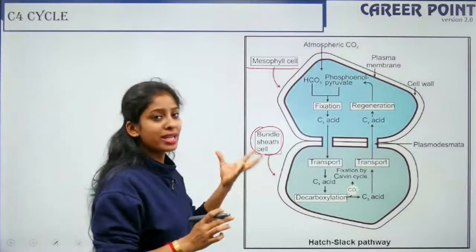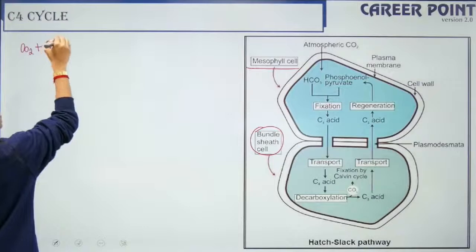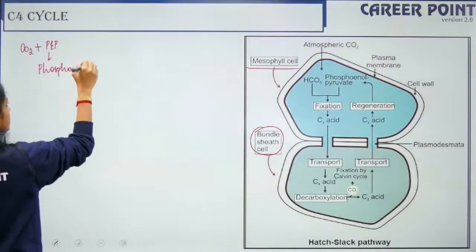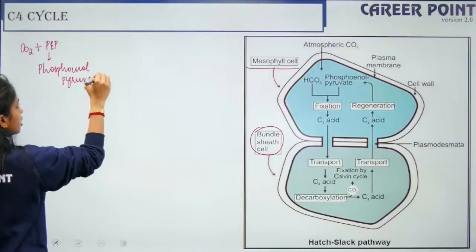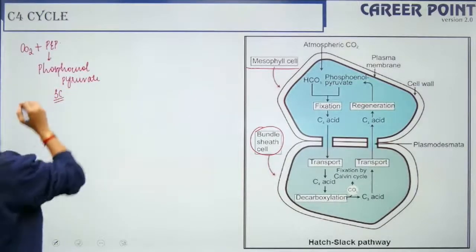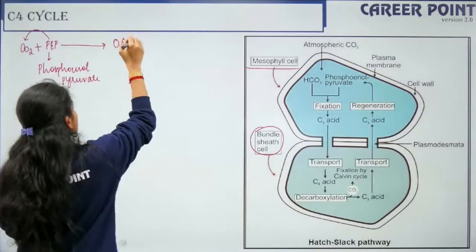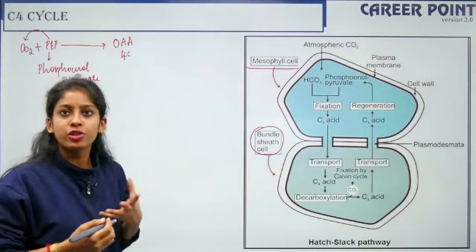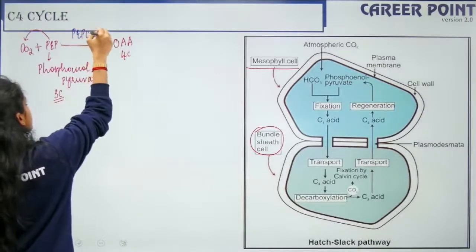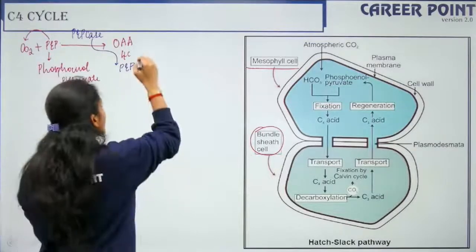So first of all, what happens? Here we have to see who is the primary acceptor. First of all, carbon dioxide comes from the atmosphere. It is accepted by a compound called PEP. PEP stands for phosphoenol pyruvate. This PEP is a 3-carbon compound. It accepts your carbon dioxide and forms the first stable compound, that is your oxaloacetic acid, which is your 4-carbon compound, because of which it is called the C4 cycle. The enzyme that is used here is called PEP case. PEP, you know, phosphoenol pyruvate. Case means carboxylase.